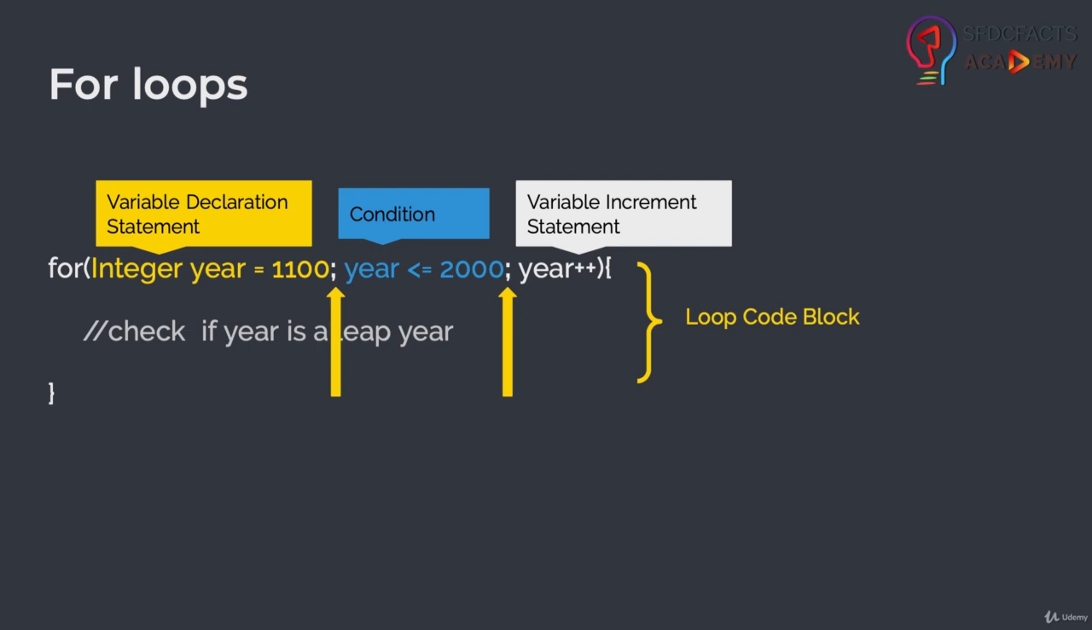Now, very similar to the while loops, the for loop also checks the condition first before it executes your code block. So it will check your year condition first and then only it will go into the code block and start checking for the leap year. So let's go back to our developer console and implement a for loop.